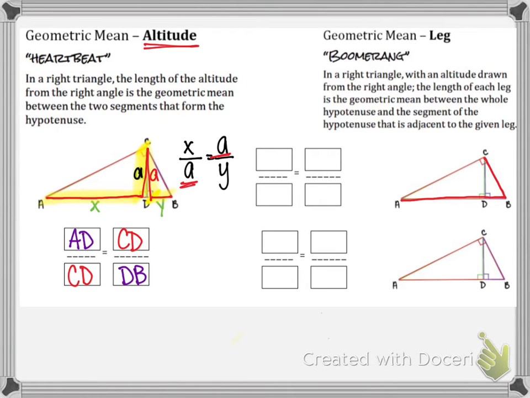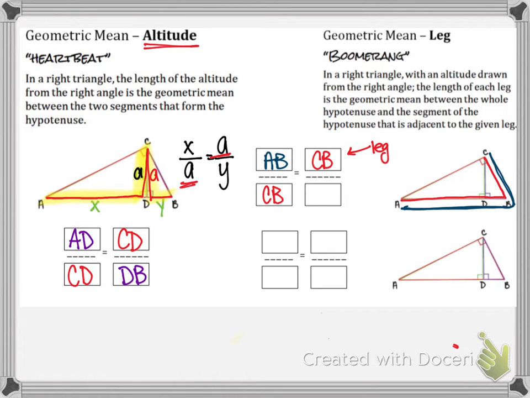So for this, I'm going to start off using leg CB as my geometric mean. So this was a leg of the big outer triangle, this big red triangle that we're using. To help us work out this one, we call this the boomerang method. We're going to take the hypotenuse from the big triangle. So I'm going to use this bottom side. That's the hypotenuse from the big triangle, AB. And then we already used CB, that was the leg.